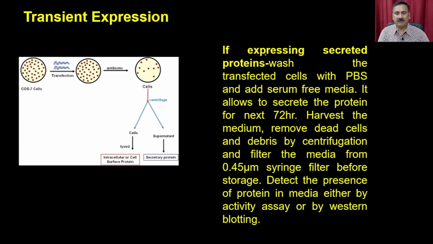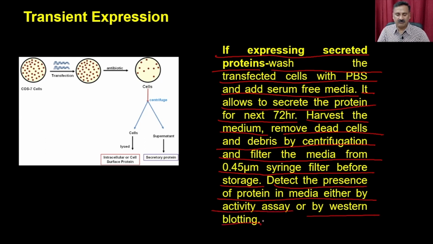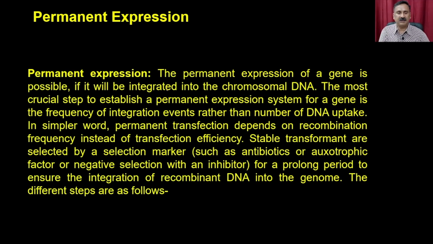In the steps, if you are expressing secretory proteins, wash the transfected cells with PBS and add serum-free media. It allows the cells to secrete the proteins for the next 72 hours. Harvest the media, remove the dead cells and debris by centrifugation, and filter the media with a 0.45 micron syringe filter before storage. Detect the presence of the protein in the media either by an activity assay or by Western blotting. The second option is that you can also do the permanent expression.